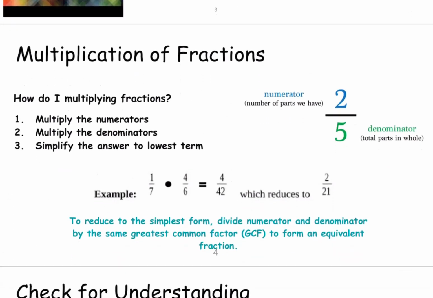Multiplication of fractions. How do I multiply fractions? Well, there are 3 steps to multiplying fractions. Step number 1 is to multiply the numerators. Step number 2 is to multiply the denominators. And then step number 3 is always to simplify the answer to the lowest term. So remember, to reduce to the simplest form, we divide the numerator and the denominator by the same greatest common factor, or GCF, to form an equivalent fraction.